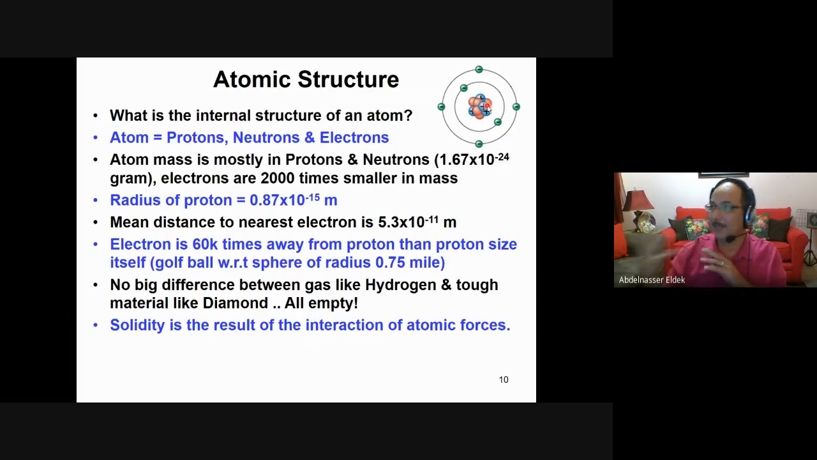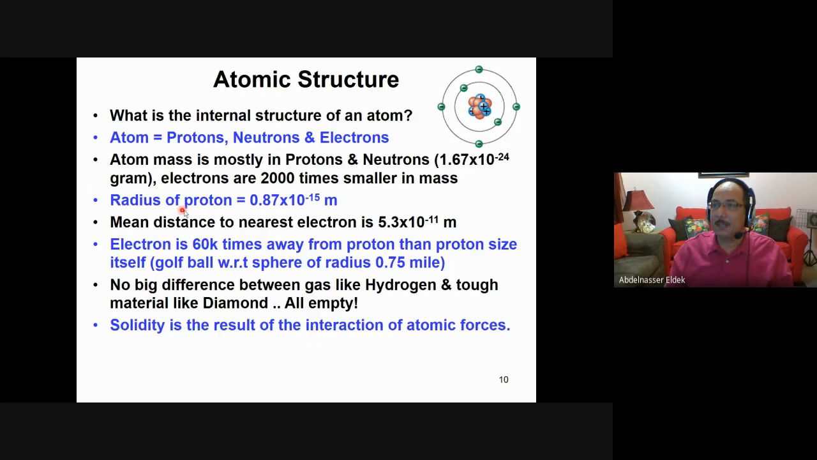When you look at it like this, of course, this is not the reality. Let's see these points here. The atom mass is mostly in the proton and neutron, so the mass is generally here. The electrons you can say have negligible mass. The mass of a proton, for example, is 1.67 times 10 to the power of negative 14 gram. But electrons are 2,000 times smaller in mass, so you can neglect them.